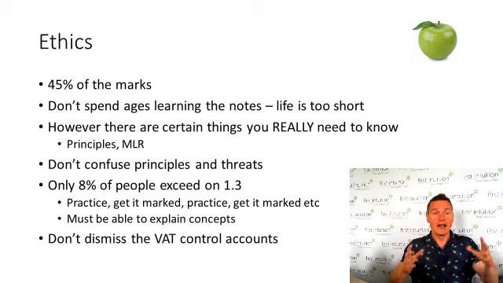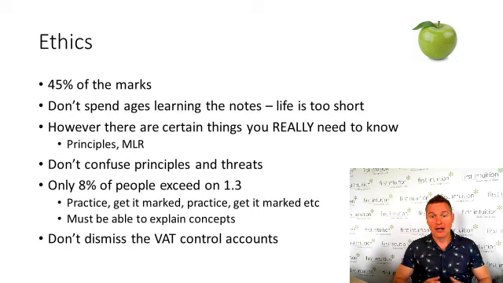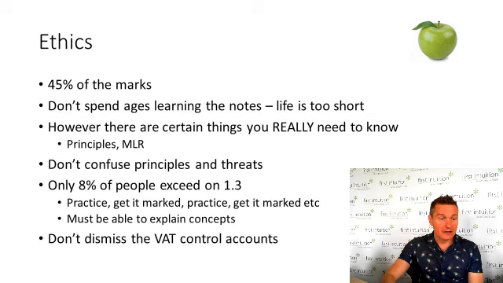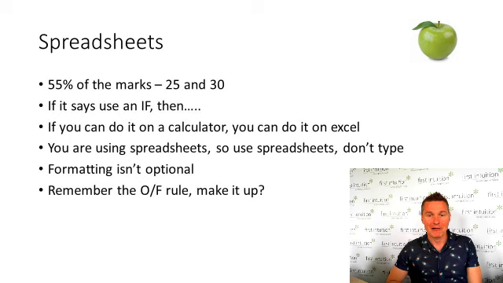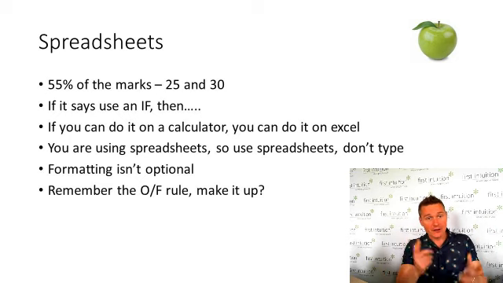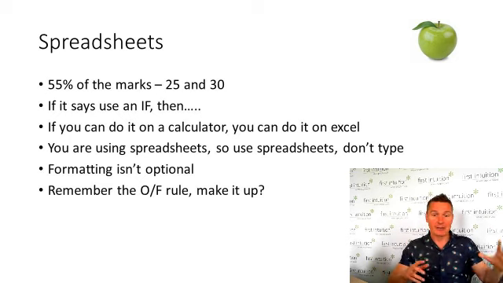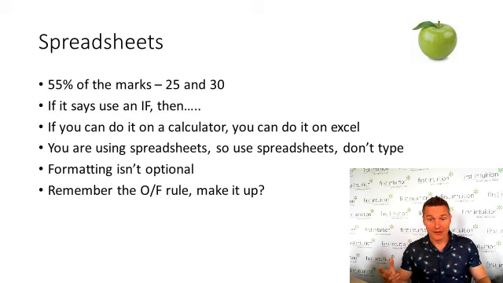So that's ethics. It is 45% of the marks. It's only an hour and 15 minutes. The large part of the marks come from spreadsheets. Look at that, it's like I practiced it. So it's 55% of the marks, and it's split in 2 tasks, 2.1, 2.2. And the first one's worth 25 marks, the last one's worth 30 marks. So you really, really don't want to spend all your time on 2.1 because there's loads of marks in 2.2, which if you run out of time, you're just not going to get.